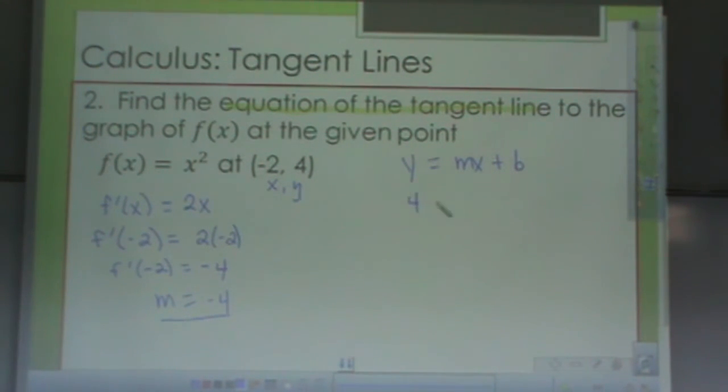So I'm going to go ahead and substitute 4 for y, -4 for m, x is -2, plus b. And multiplying here gives me 8. Solving for b, I would subtract 8 on both sides and get a value of -4.